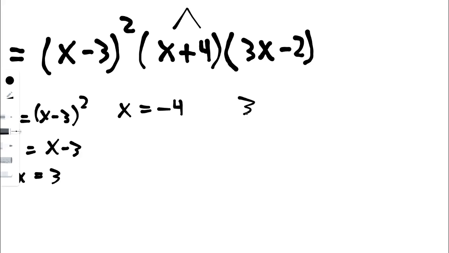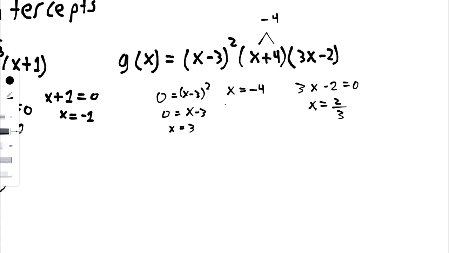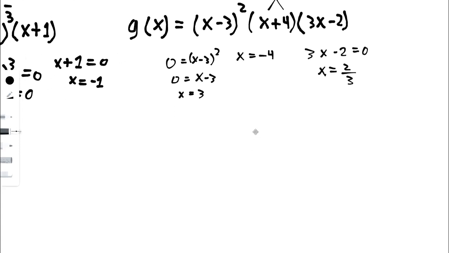So without doing the math there, I'll just write negative 4. And then this one's a little bit trickier. So 3x minus 2 equals 0. And then just move the 2 to the other side, and you get x equals 2 divided by 3. X equals 2 over 3. So those are the 3 x-intercepts, and then let's do y-intercept.